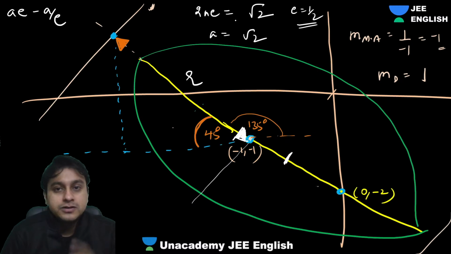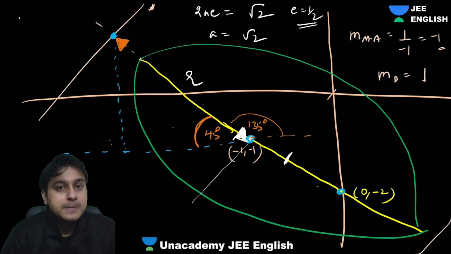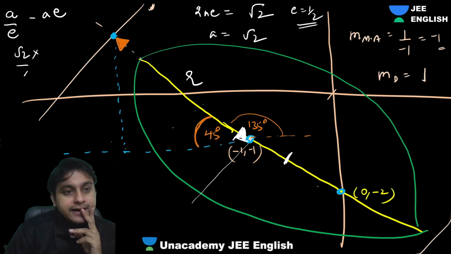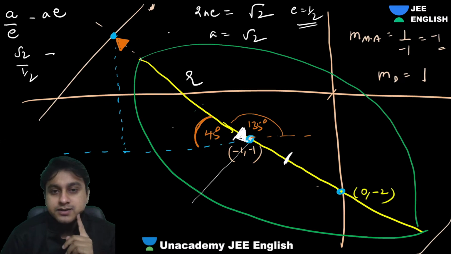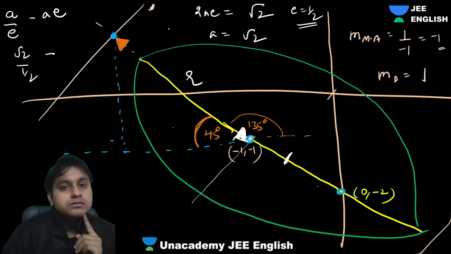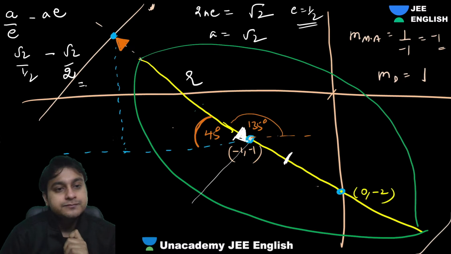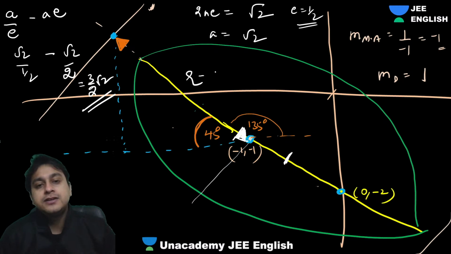So guys, A by E minus AE. A is root 2, by half, so that will go up and become 2 root 2, minus AE. AE is how much, guys? AE will be 1 by root 2, so you can say root 2 by 2. So that is coming as 2 root 2 minus root 2 by 2, which is 3 by 2 root 2. R is 3 by 2 root 2.